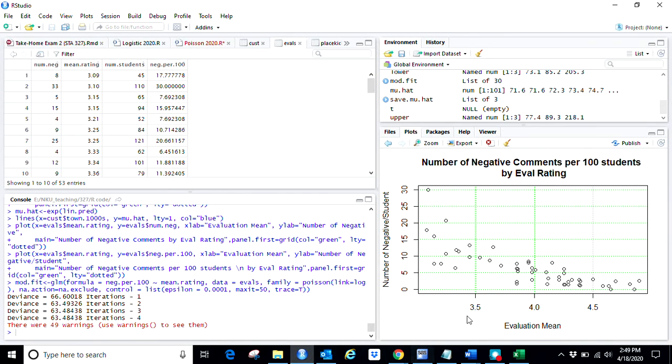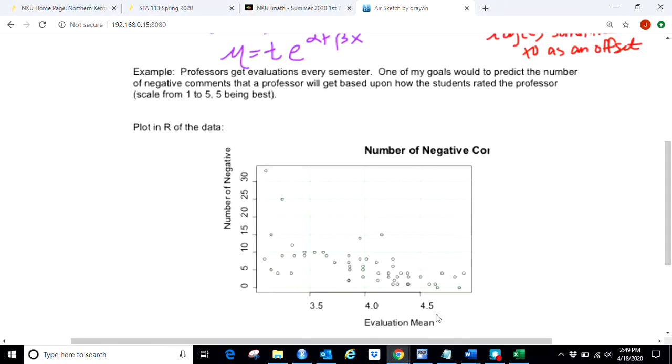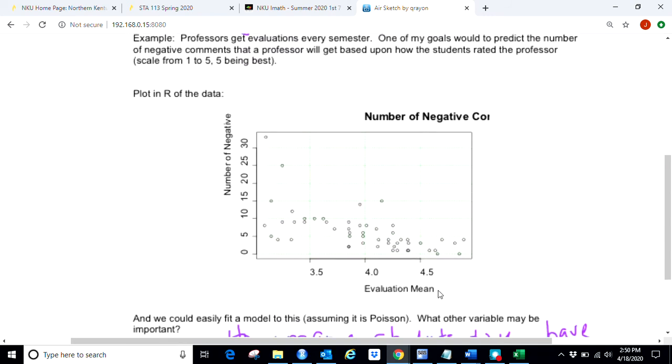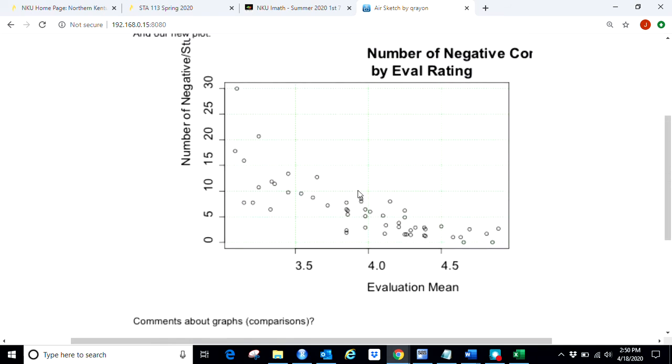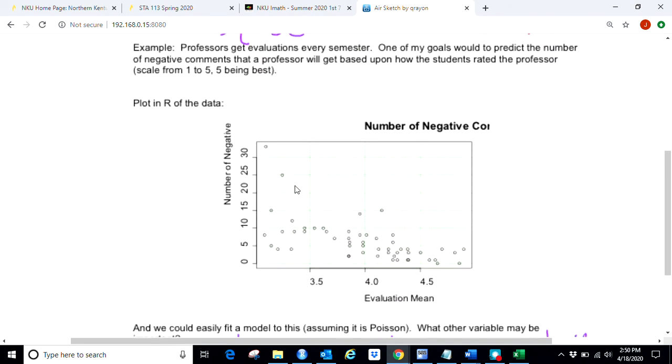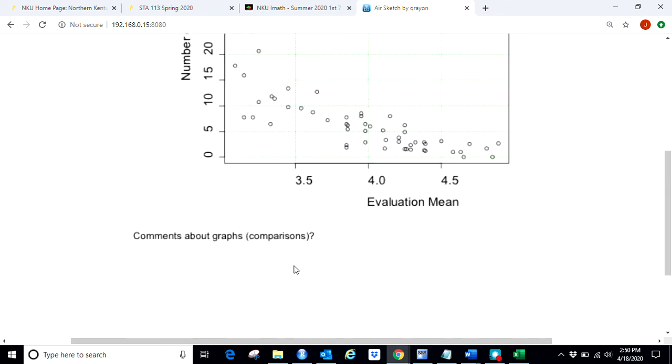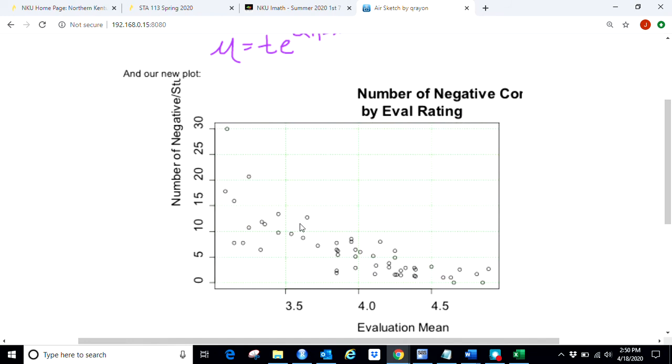So now looking at our two plots. Again, maybe we didn't see a huge drastic difference between my two plots. Here's my original one, which was just the number of negative comments. And then this is our one where we've taken into account how many students the professor had. There's a little bit more of a trend, especially early on. Early on here, there was a lot more scattering going on. But now with our new plot, it seems a little bit more like there's this pattern going on a little bit better.